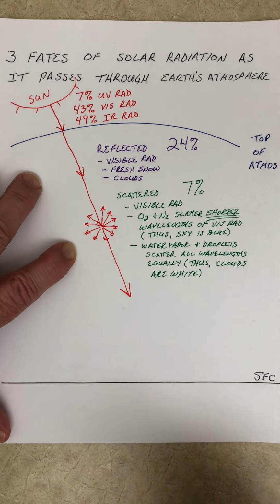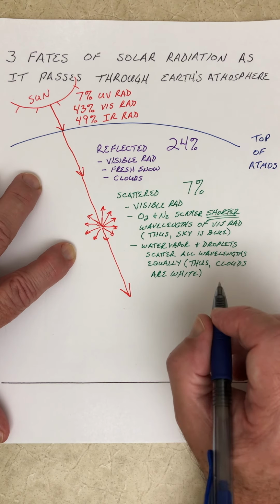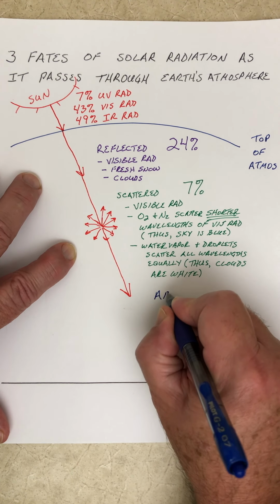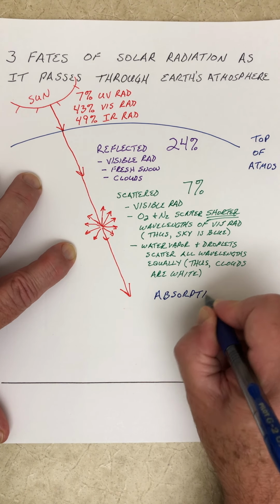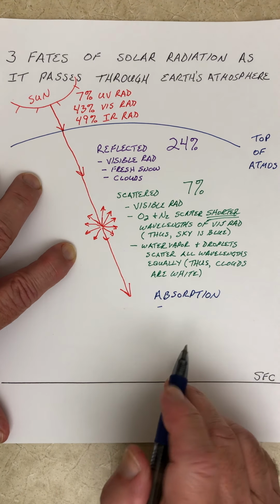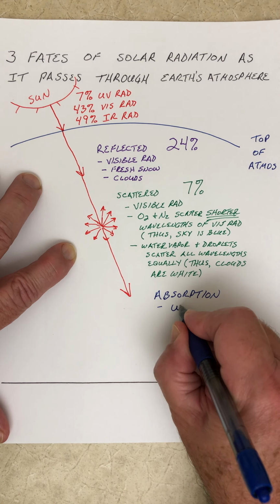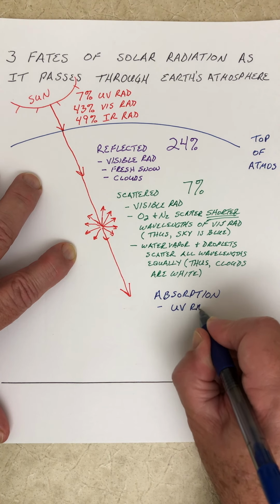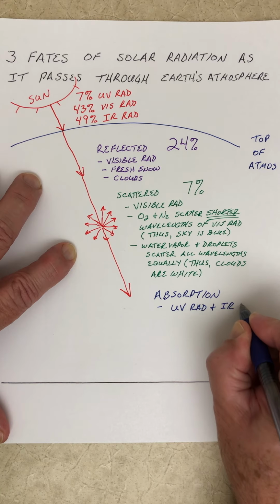So a third thing that can happen to solar radiation as it passes through the Earth's atmosphere is that it can be absorbed. So, absorption of incoming solar radiation. Again, we have to look at what's being absorbed. In this particular case, it is primarily ultraviolet radiation and infrared radiation that's being absorbed.